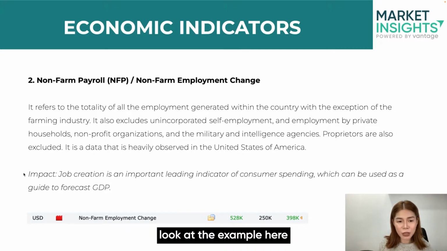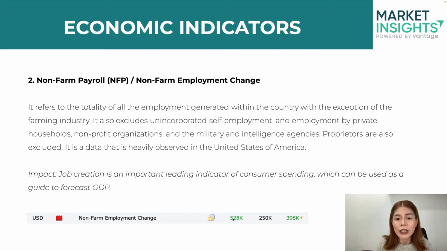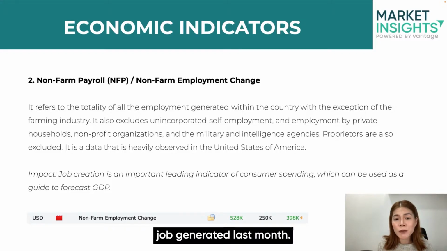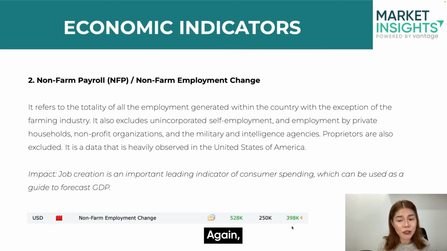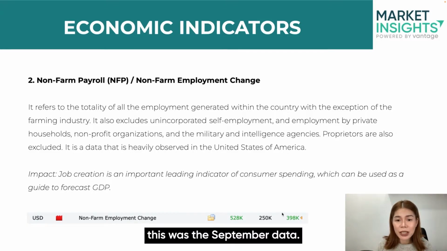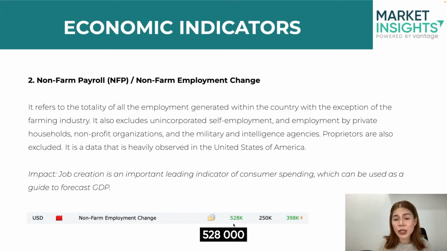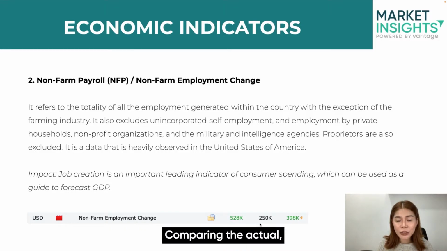Now, take a look at the example here. Another screenshot from forexfactory.com. 398,000 was the jobs generated last month. Again, if this was the September data, 528,000 was the jobs created last August, and 398,000 shows the jobs created for the month of July. 250K is the forecast. So, comparing the actual versus the forecast and the previous, it is still better, no doubt. This is positive news for the US dollar.